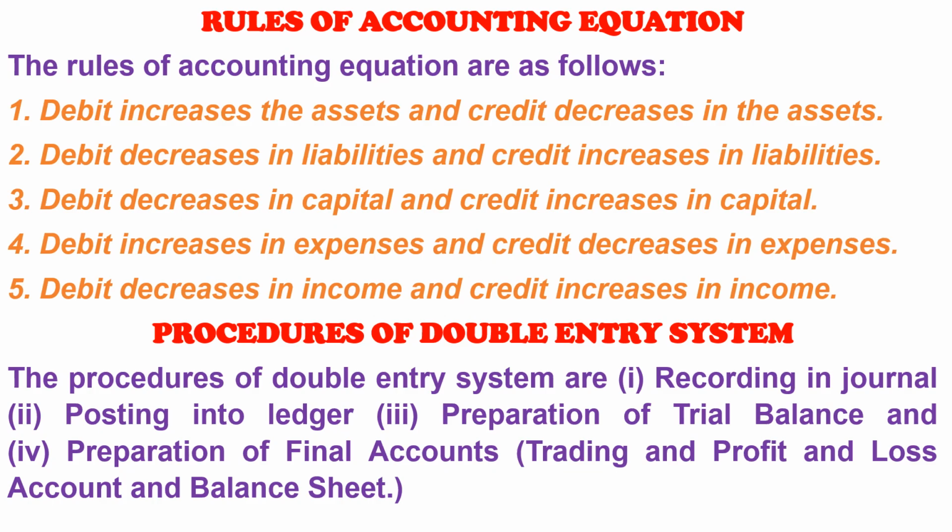Procedures of double entry system. The procedures of double entry system are 1. Recording in journal, 2. Posting into ledger, 3. Preparation of trial balance, and 4. Preparation of final accounts, trading and profit and loss account and balance sheet.